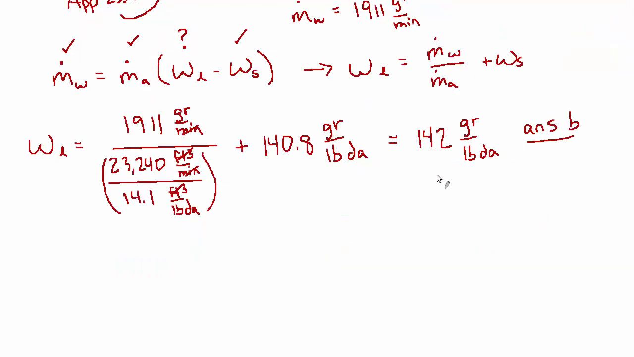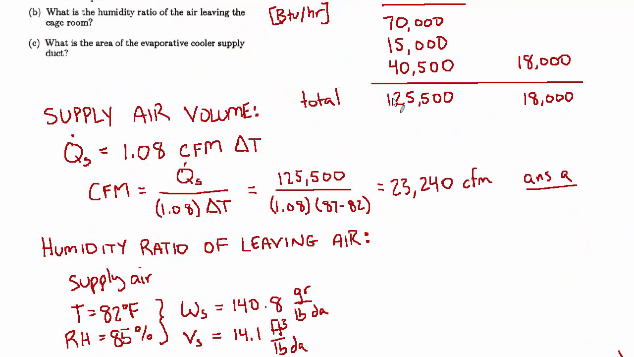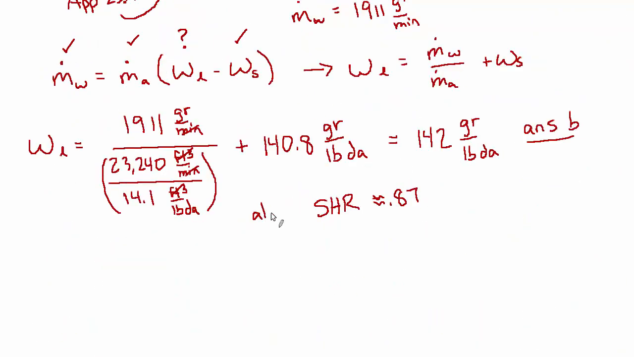There is an alternate way to do this as well that might be a bit quicker, although it's tough to be so precise when using graphical methods. But you can just look at the cycle chart and you can draw the process based on the sensible heat ratio. Earlier on, we found the total sensible load and the total latent load. So you can find the sensible heat ratio by dividing 125.5 by the sum of 125.5 and 18. And you'll get a sensible heat ratio of about 0.87. So this would be an alternate method.